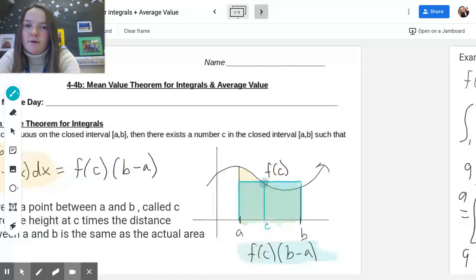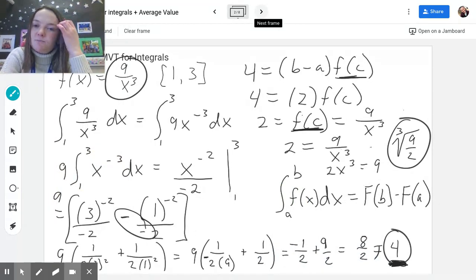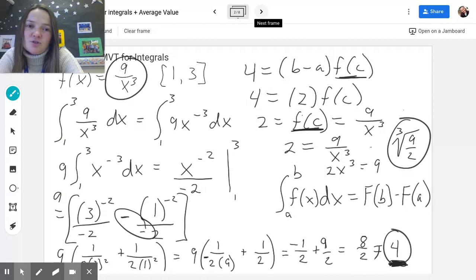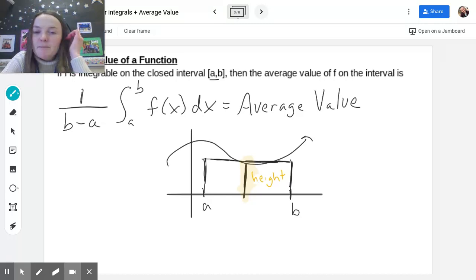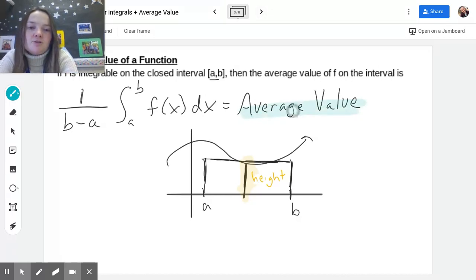Okay, let's keep going. So we just did a quick practice for the mean value theorem with integrals. The point of this practice is that it took us a really long time. What we can conclude from that last problem is that to quickly find the height f of c, all we need to do is take 1 over b minus a times the integral from a to b of f of x dx. That is what we call the average value.